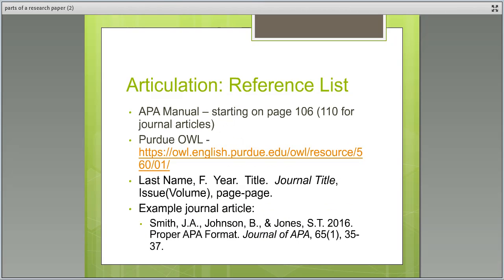You also want to make sure that you have a properly formatted reference list. Again, the APA manual starting on page 106 will help you with this. Specifically, journal article examples can be found on page 110. And you can also use Purdue OWL as a great resource for examples. Remember, you're going last name, first initial, then the year, title, and then the journal specific information like issue, volume, and page numbers.